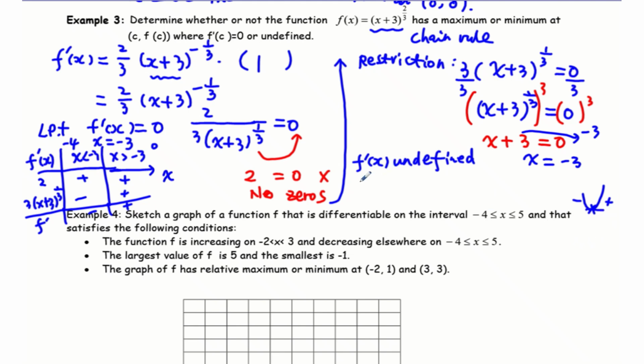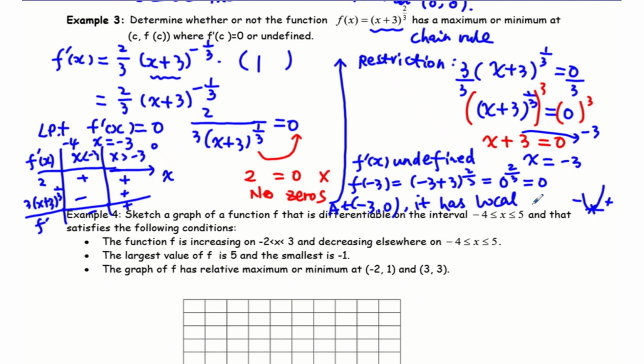And we sub in x equals negative 3 into the original function. F of negative 3 equals negative 3 plus 3 to the exponent 2 over 3, which gives us 0. So negative 3, 0 is our critical point, and at this point, it has a local minimum.